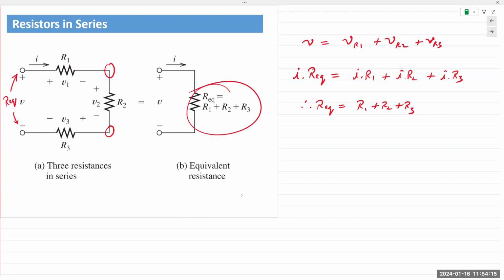You could have 1,000,000 resistors all connected in series. The total equivalent resistance would be the sum of all those 1,000,000 resistors. Easy enough, right? Then, any questions before I move on?